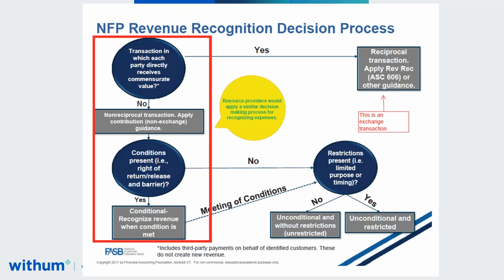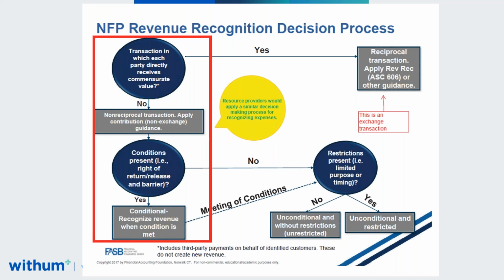So in the upper left-hand corner in that blue circle there, you'll see the question: is this a transaction in which each party directly receives commensurate value? If the answer is yes, that takes you to the right. It's a reciprocal transaction or exchange transaction, and that gets us into topic 606, which Peggy will talk about, or perhaps other guidance. If the answer is no on the left-hand side, that takes you down, and therefore it's a non-reciprocal transaction. And that means that we apply the contribution model, if you will.